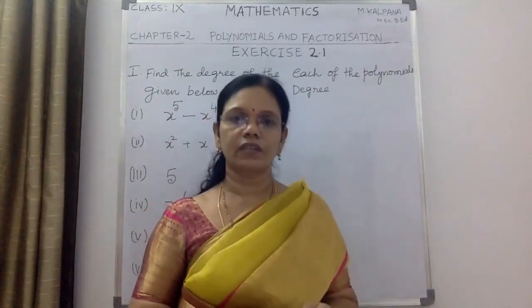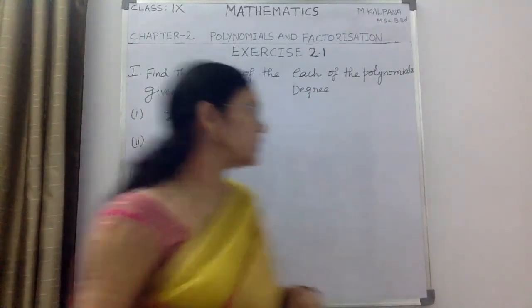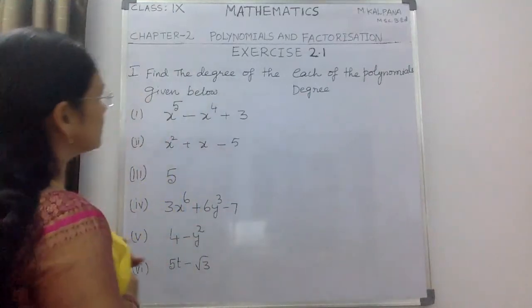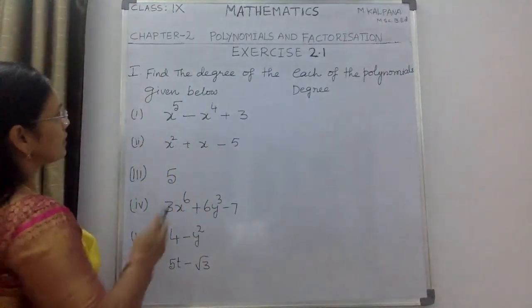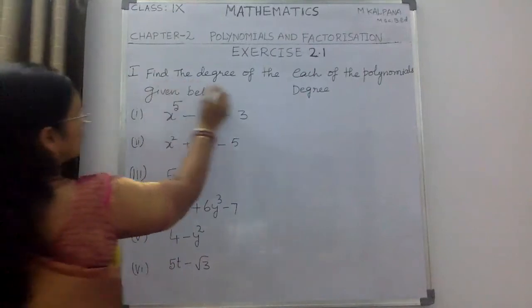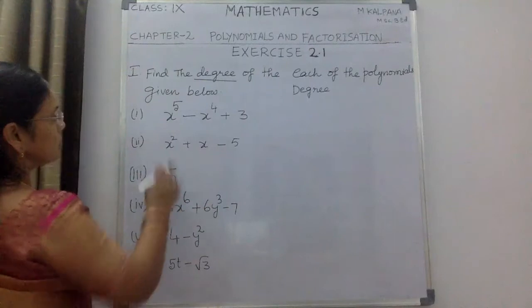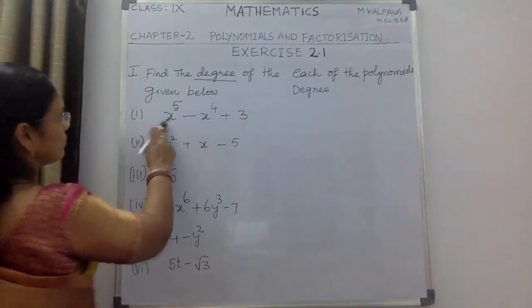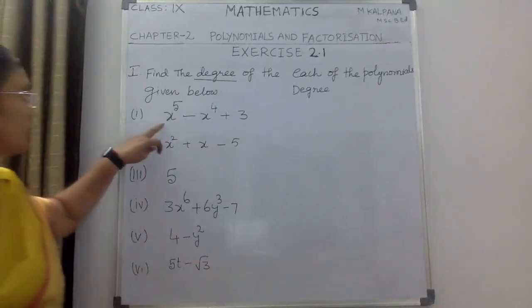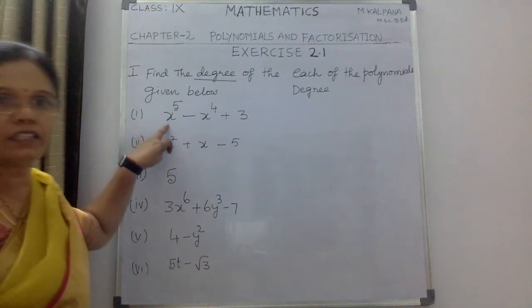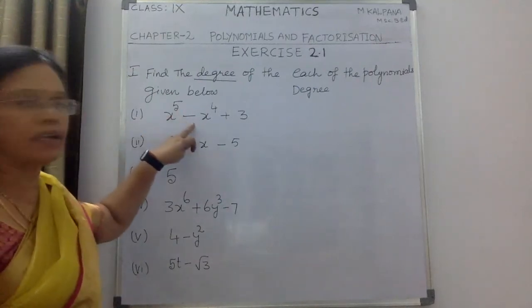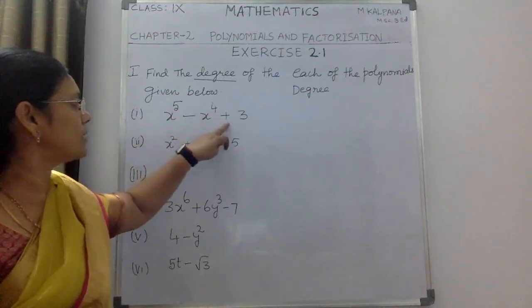Okay, children. In exercise 2.1, the first question is find the degree of each of the polynomials given below. So we have to find the degree of the polynomials given below. So in the first question, this is a polynomial given. What is that? Read it, children. x to the power of 5 minus x to the power of 4 plus 3.